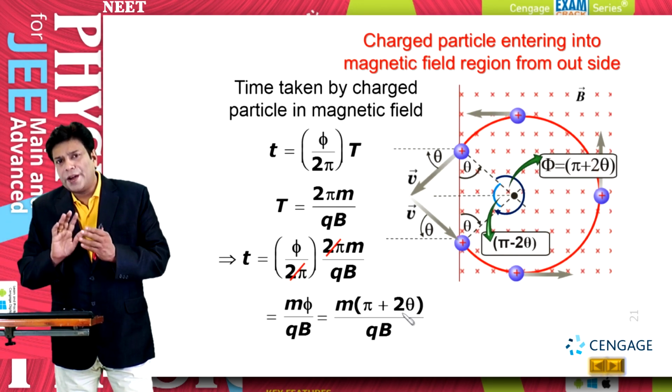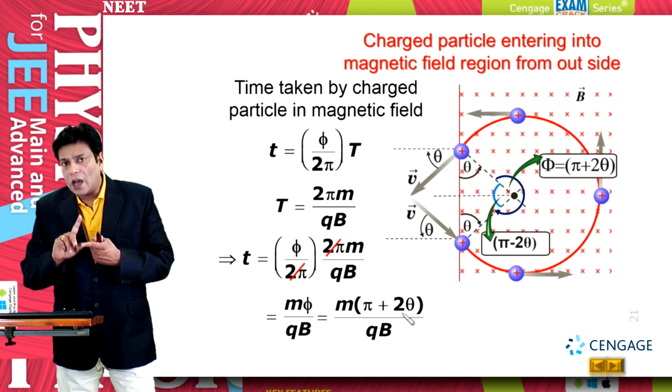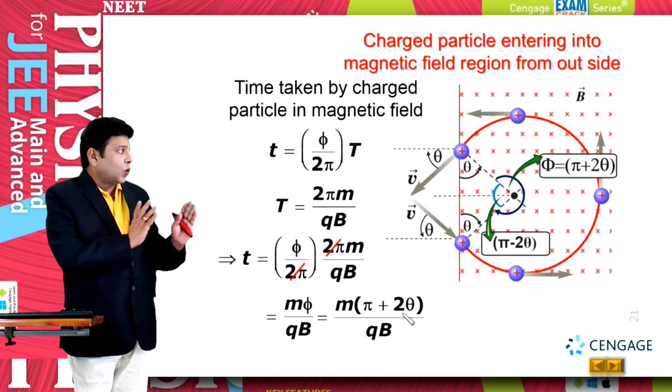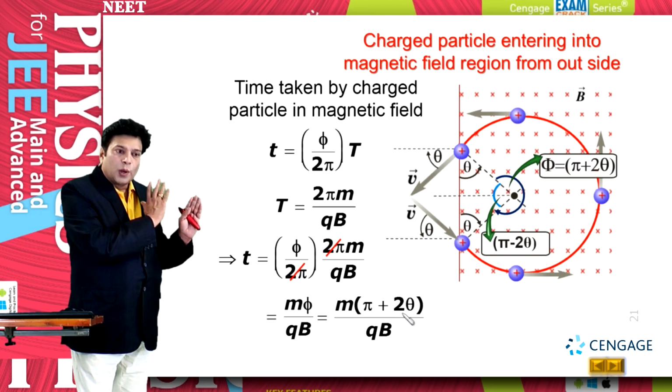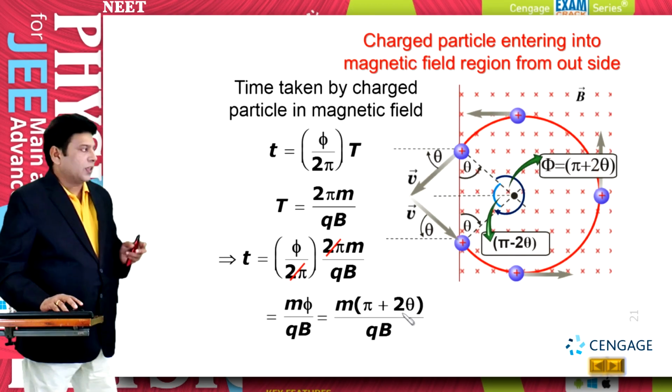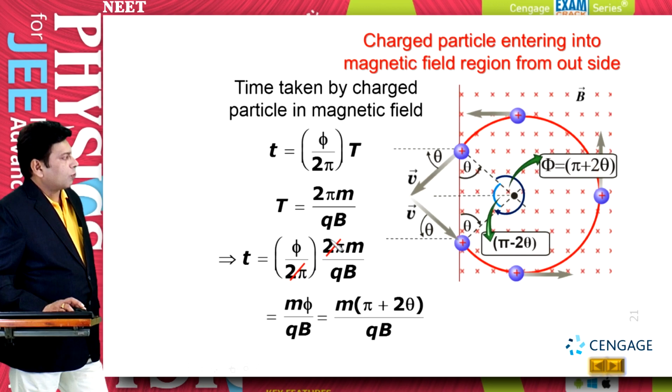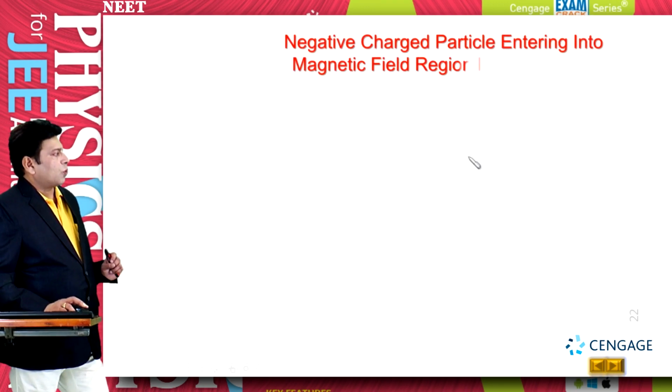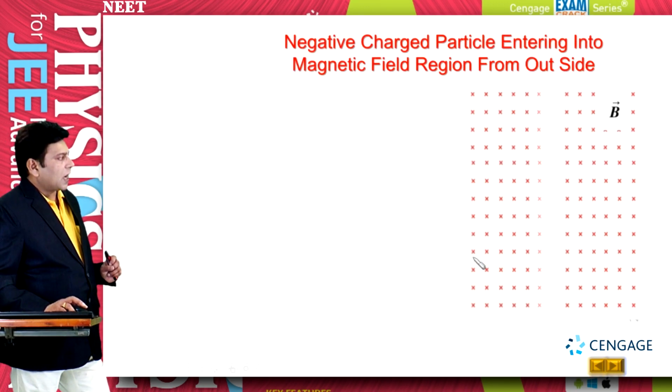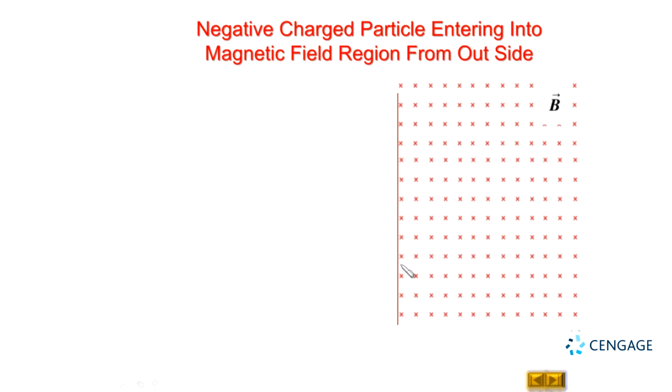Now let us take a negative charged particle moving in the magnetic field region, and also when it starts moving from outside the magnetic field region. So let us take one more situation. Suppose we have the magnetic field region again cross, that is away from you, and a negative charge particle starts entering from this position. This angle is theta.